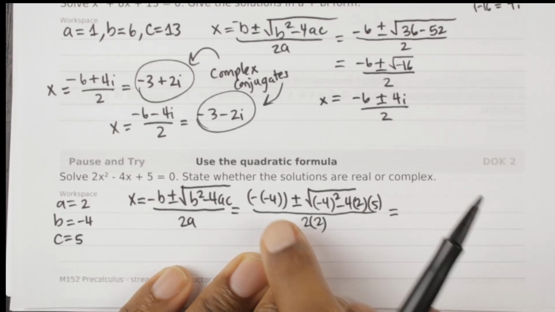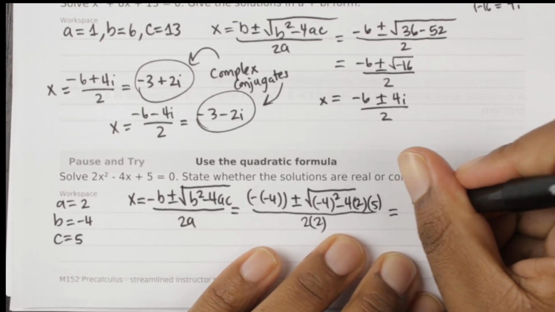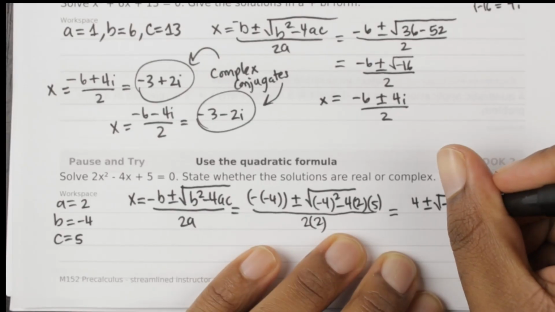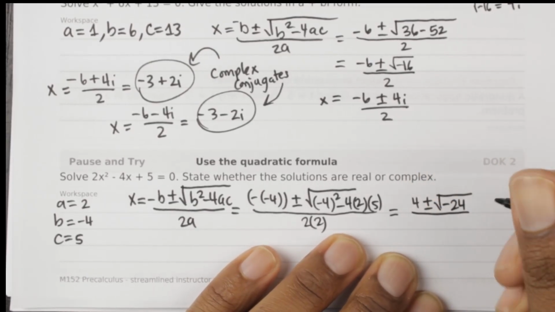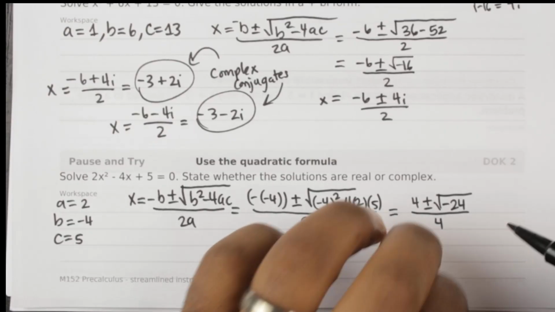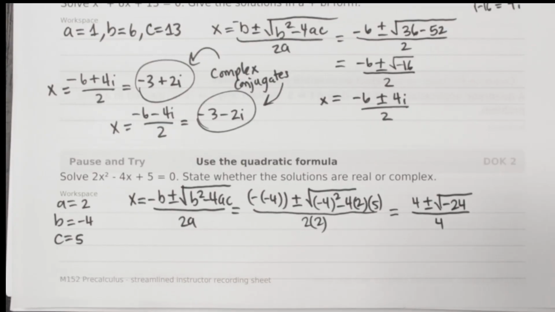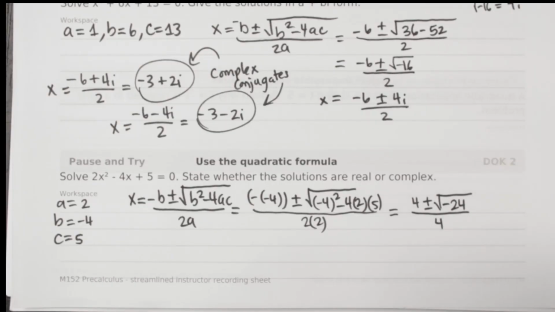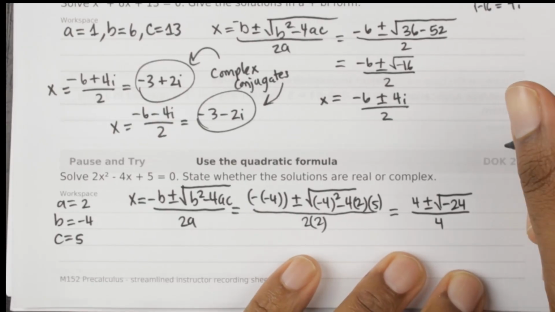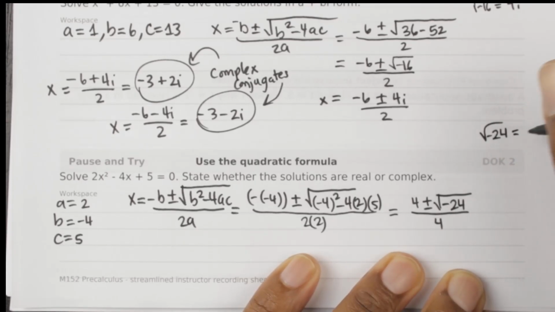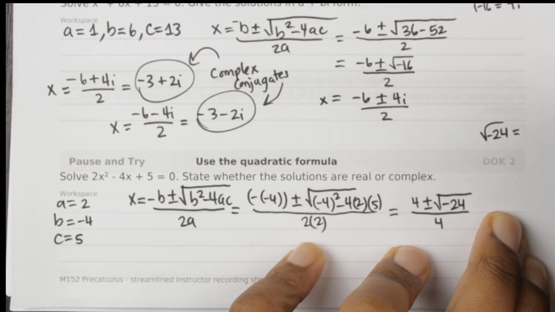And I'm just going to simplify this right out. I know for a fact this is going to be 4 plus or minus the square root of negative 24, divided by 4. Okay, 16 minus 40, you subtract them and you end up with negative 24. Now we can simplify this right here, right? We take the square root of negative 24. We know that this is essentially i times the square root of 24.